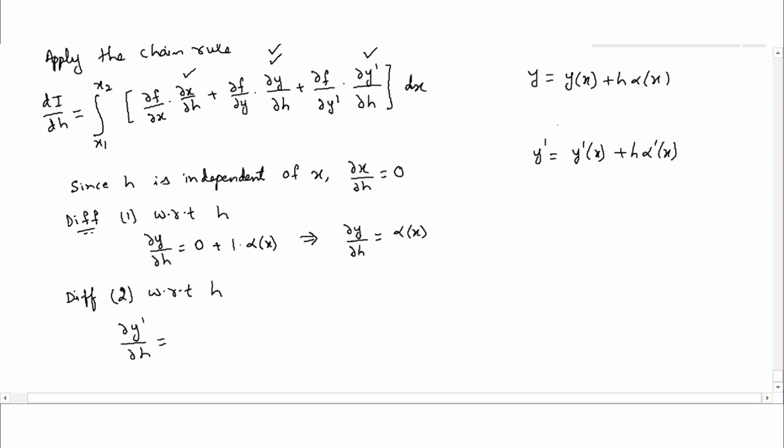So this particular equation you have. What will be this y dash value? Because it is a constant with respect to h, its value will be equals to 0, plus derivative of h with respect to h will be 1 into alpha dash of x. So if we try to rewrite this one, dou y dash by dou h will be equals to alpha dash of x.